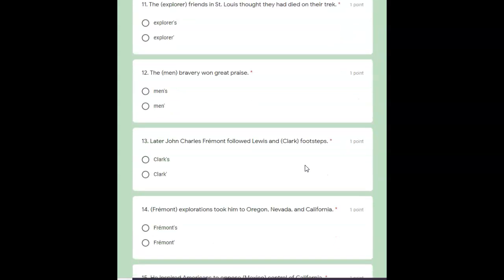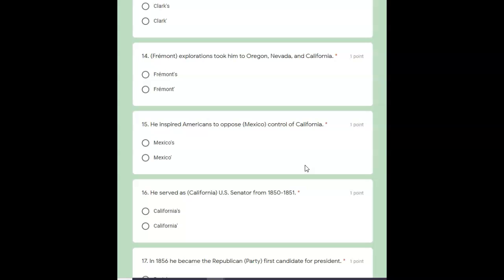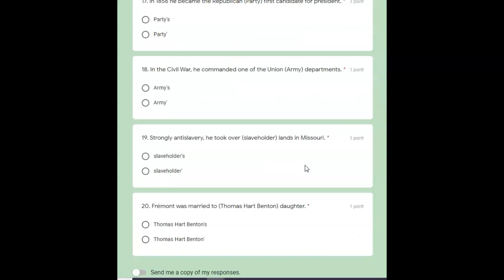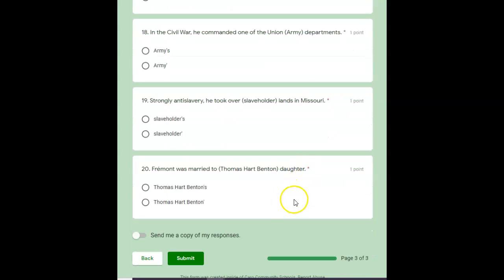And we'll do one more here. I can do 20. Fremont was married to Thomas Hart Benton's daughter. Thomas Hart Benton is one person, so singular. It does not end with an S, but for all the singulars, all we do is add an apostrophe S. Thomas Hart Benton's, apostrophe S. And that's how you complete 9.3.